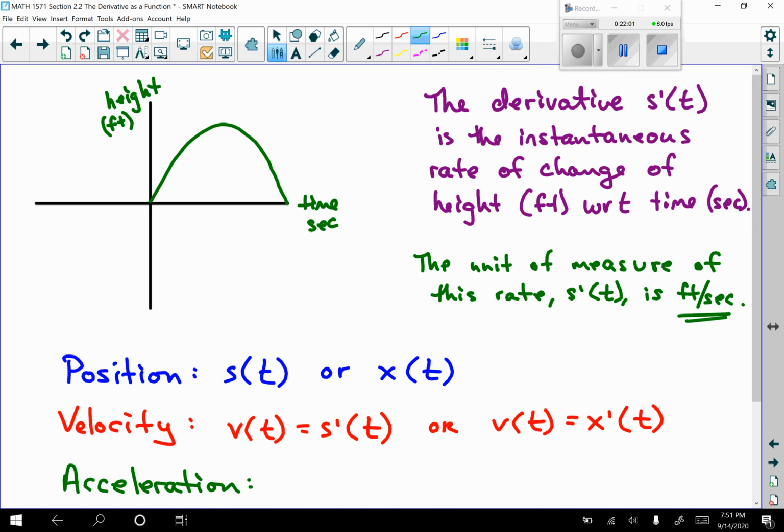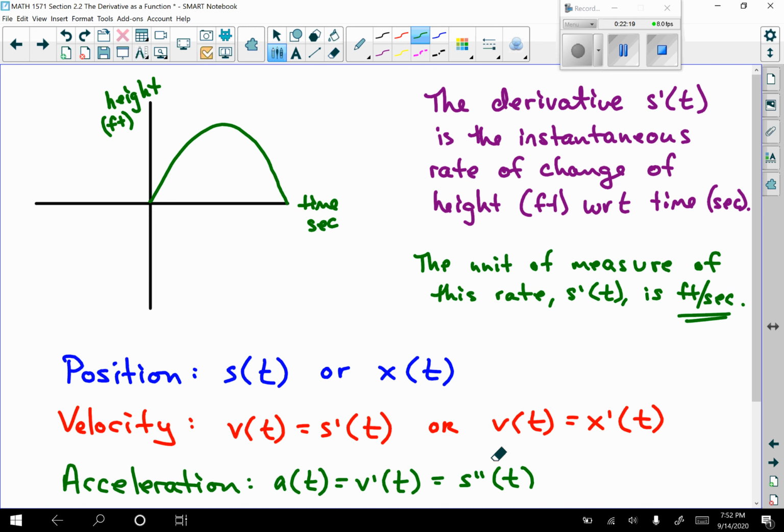So acceleration, which is a of t, is going to be the derivative of v of t, or a second derivative, s double prime of t. So a of t is equal to v prime of t, the derivative of velocity, or s double prime of t, the second derivative of position.